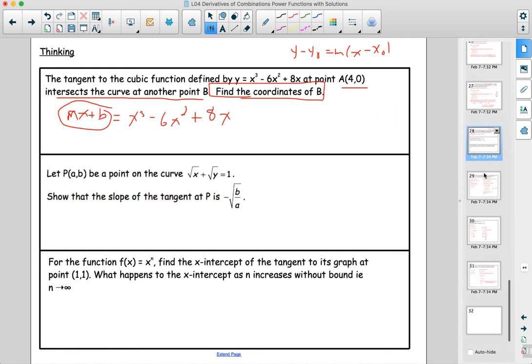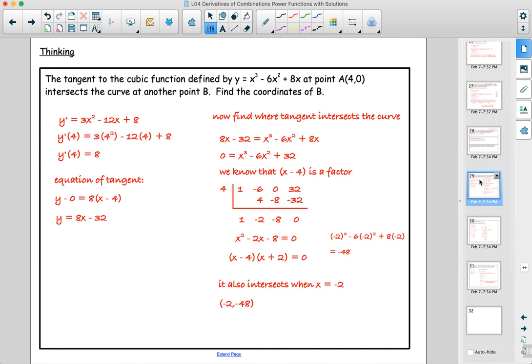I'm now going to move forward to walk you through the whole entire solution. As I said, the first thing I'm going to do is take the derivative. The derivative of x cubed is 3x squared. The derivative of minus 6x squared is minus 12x. The derivative of 8x is 8. I now need y prime at 4, so I'm going to plug in a 4 here. 3 times 4 squared minus 12 times 4 plus 8. Punching all that into your calculator, 48 minus 48 plus 8 is 8. So y prime at 4 is 8.